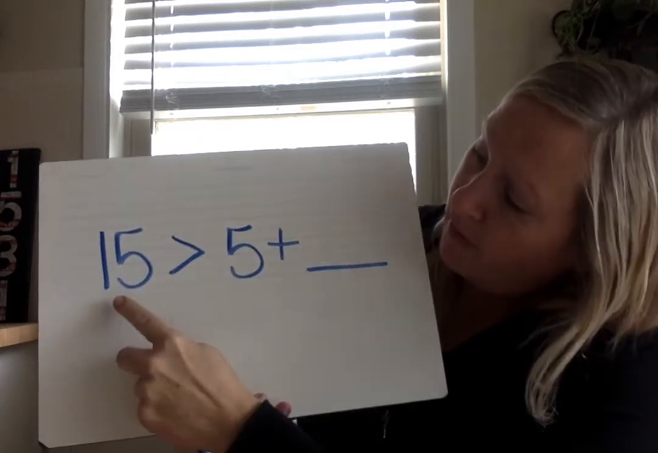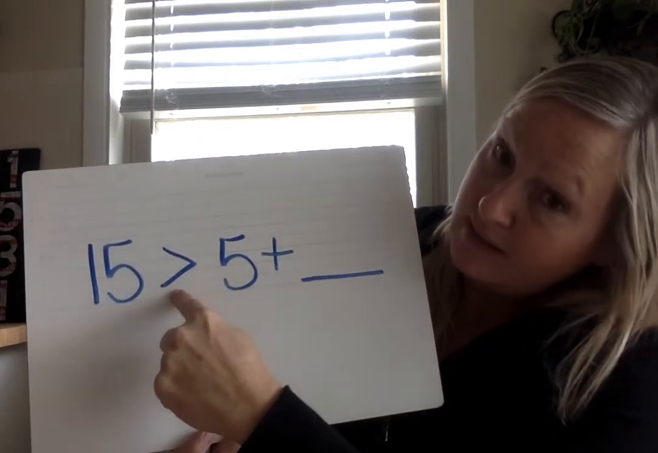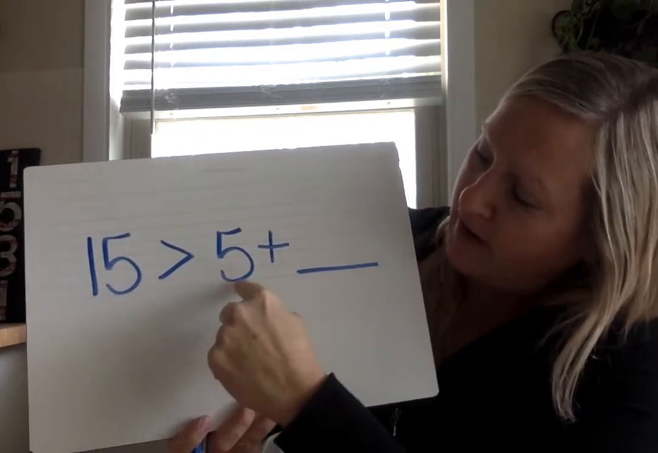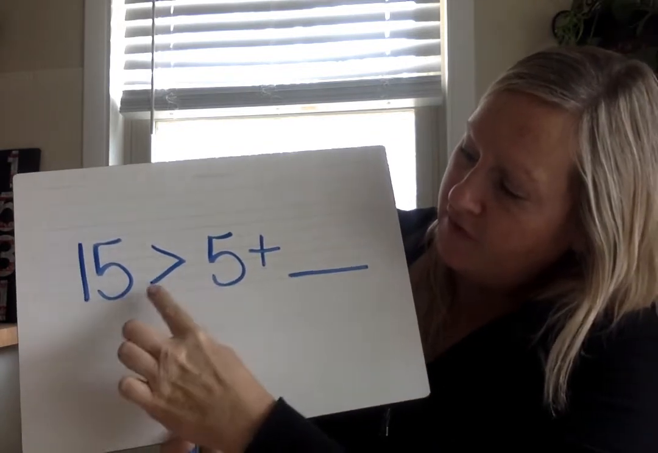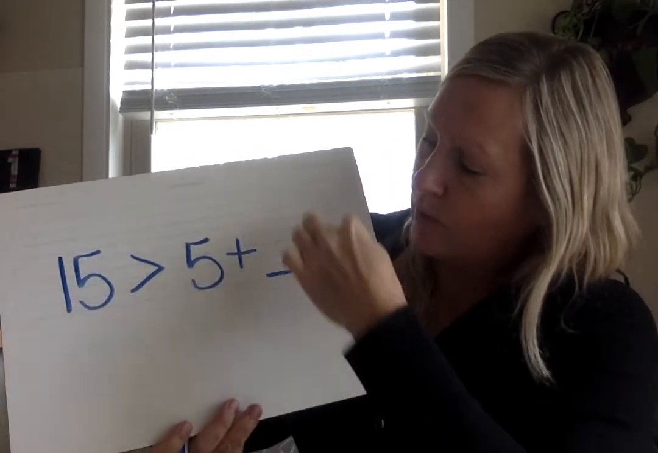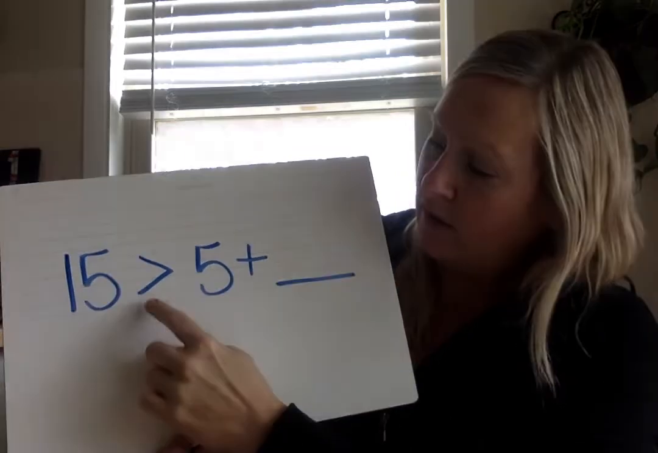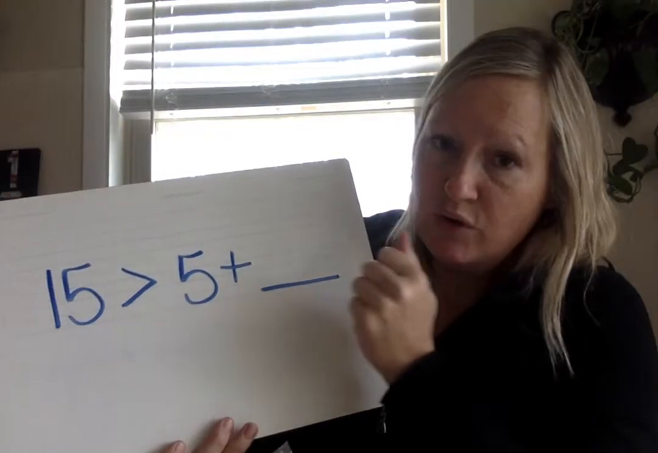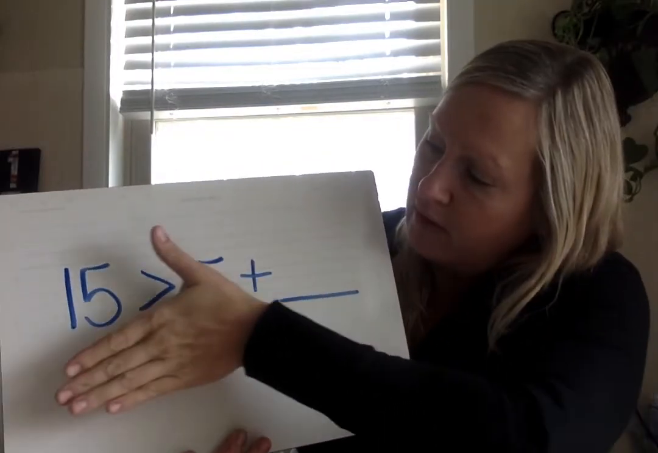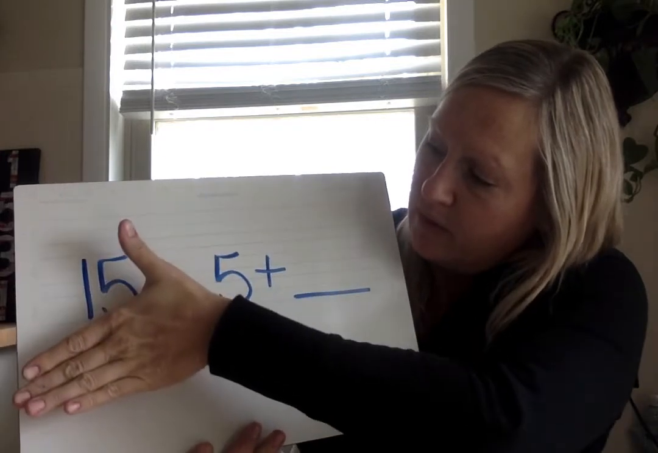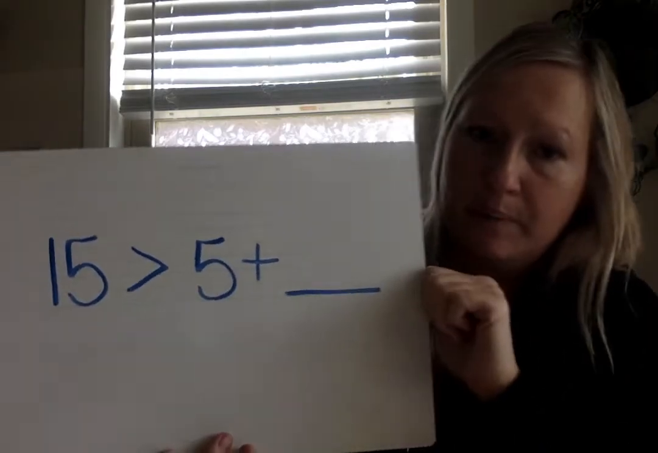Let's read it together. 15 is greater than 5 plus something. Not 15 is greater than 5. It's got to be greater than the whole thing over here. And if you couldn't think right away what greater than means, look at it: it's eating the bigger number, so this is the greater number. Okay, you write down yours.